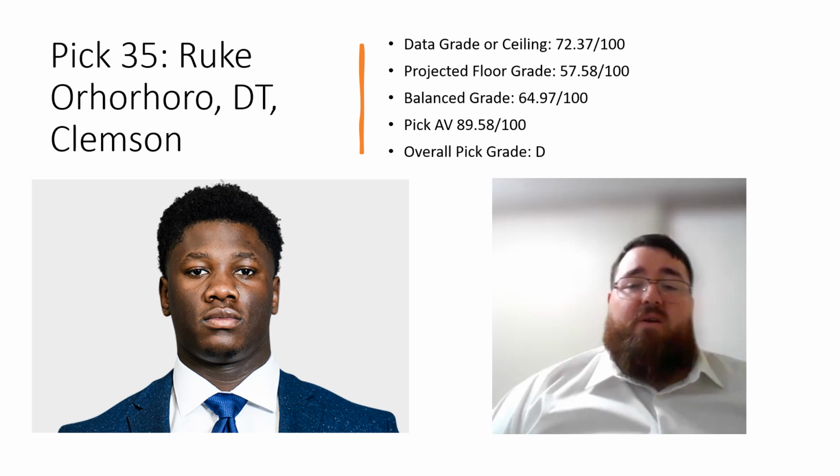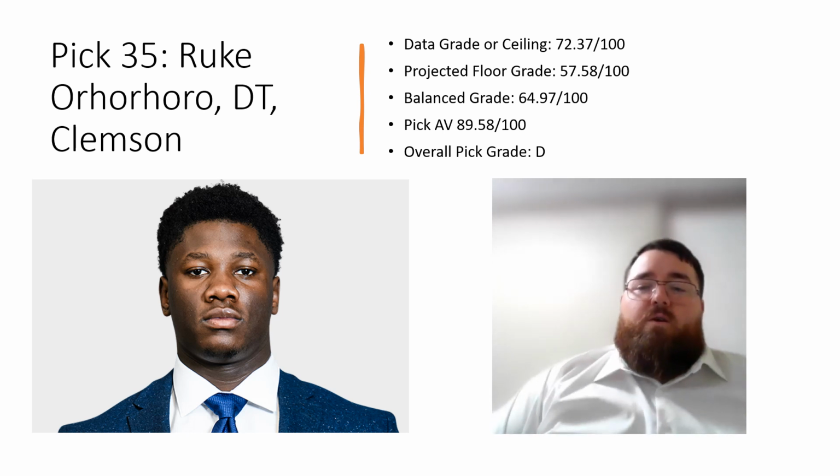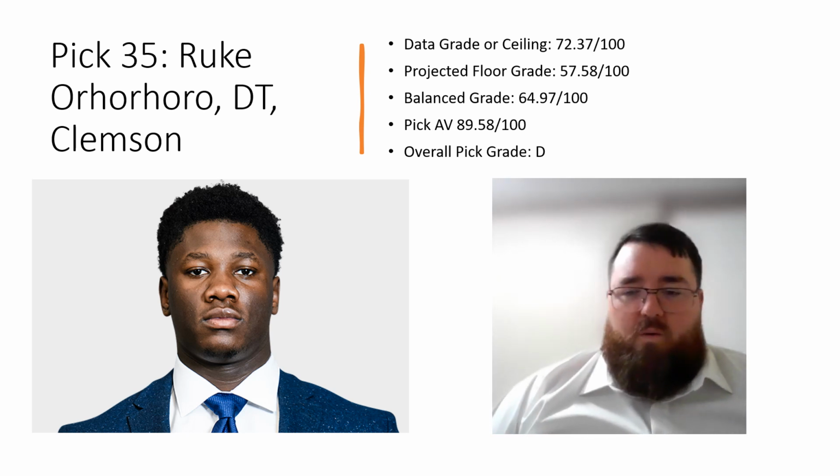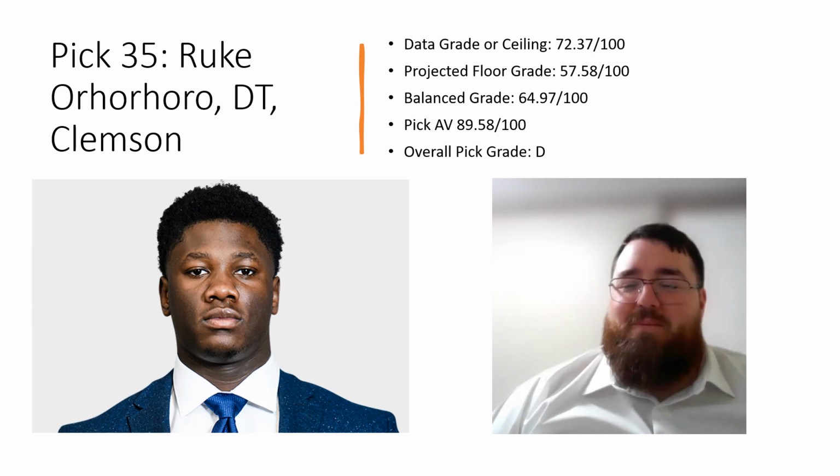Now we get to pick 35, where we get Rook or Horror. Data grade 72.37 out of 100. His floor grade is 57.58, and his balance grade is 64.97 out of 100. The AV of picks selected here is 89.58 out of 100, and his overall pick grade would be a D.